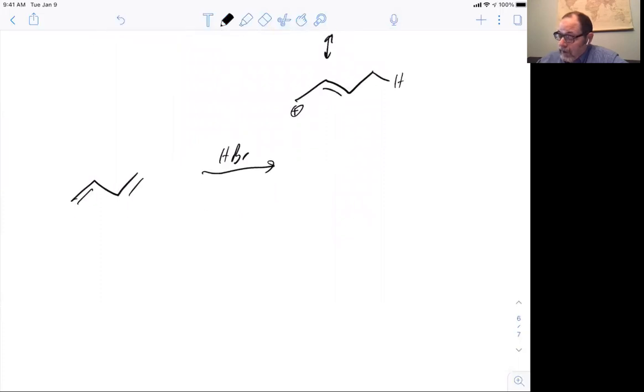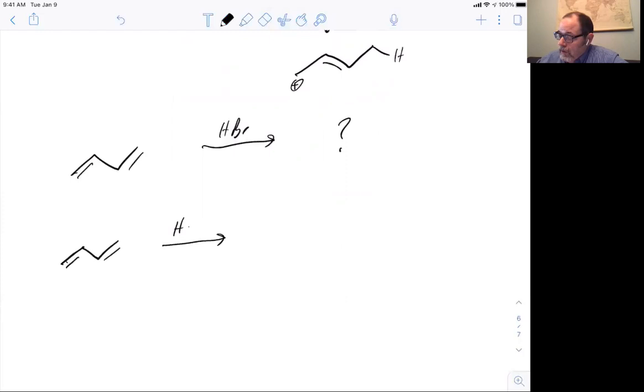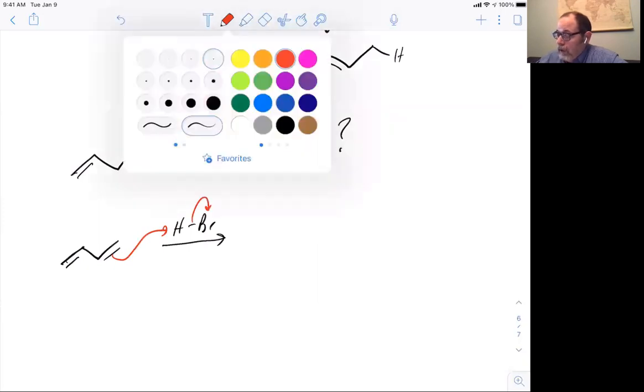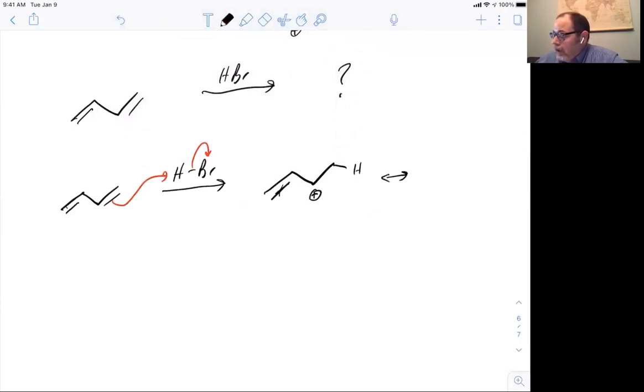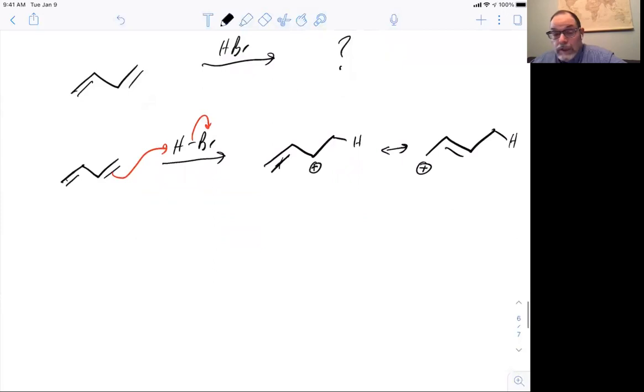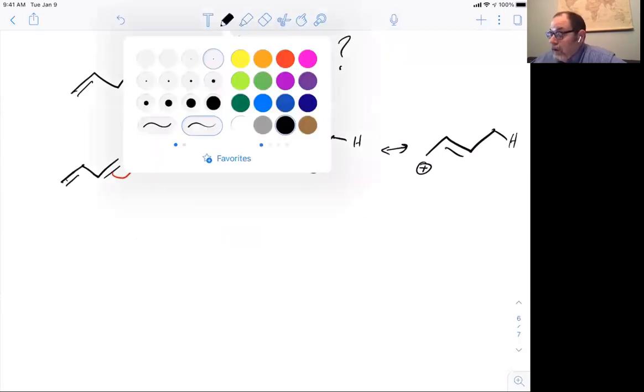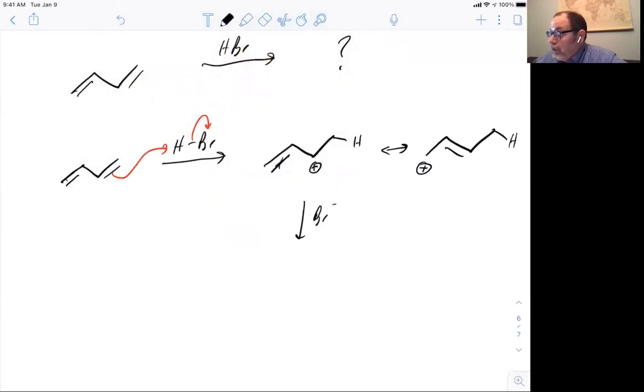So let's look at the mechanism. The nucleophile is going to take that proton, right? So we're going to get a proton transfer, nucleophile to electrophile. That's going to end up giving us the hydrogen here and the positive there. But we also know that can delocalize to give us the positive there. So we have these two different groups. Now the bromide can potentially react at either of these two positions.